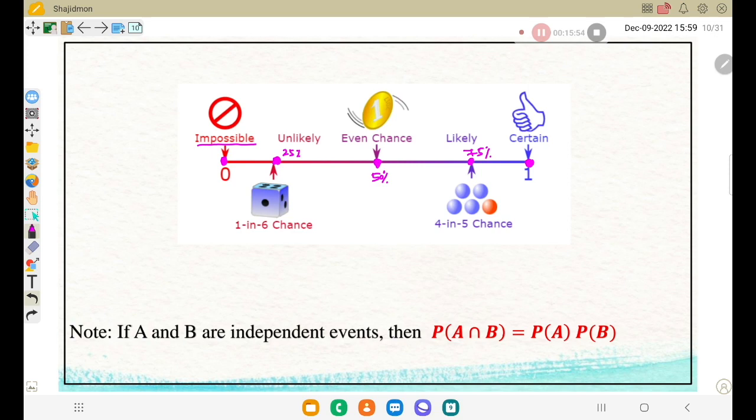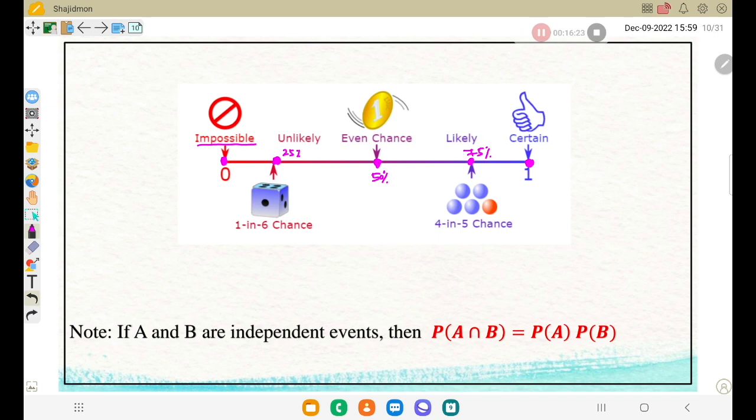And certainly sure event means what is the probability? 1 we are getting. So impossible event probability is 0. Likely event means in between 0 and 0.5, like 0.25, like that. Even event means 50-50 happening. If you are tossing a coin, head getting and tail getting 50-50 chances, correct? Like that event. Okay, so 50 chances or 0.5 probability.